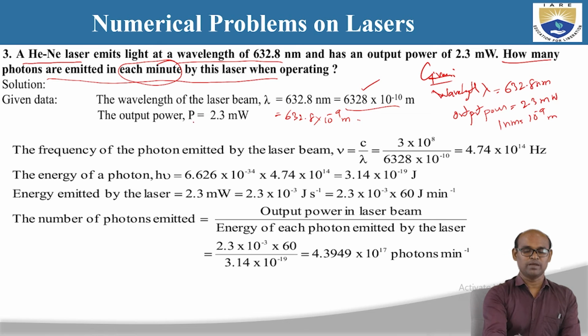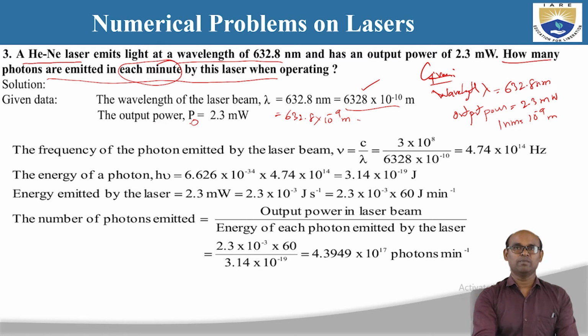The output power PO you can write. Output power PO is 2.3 milliwatts. Now we have to calculate the number of photons emitted. So to calculate this, first I am going to calculate the frequency of photon emitted by a laser beam.